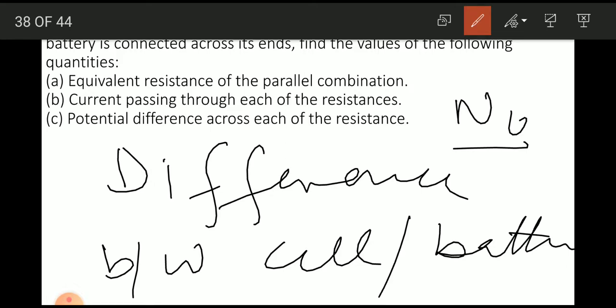In 14.4, two points on an object are at different electric potential. Does charge necessarily flow between them? The answer: yes, if there is potential difference, there will be flow of charges between these two points.